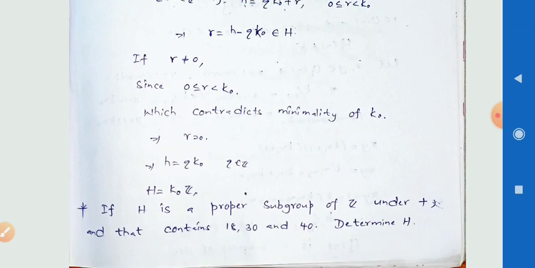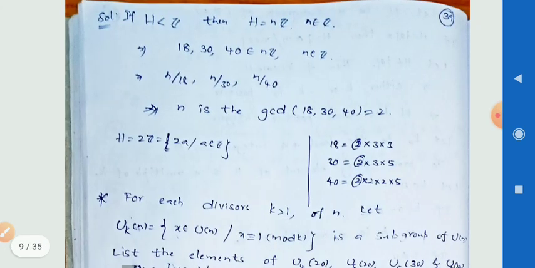Okay, now another problem. If H is a proper subgroup of Z under addition and that contains 18, 30 and 40, determine H. Here H is the subgroup of Z under addition, and the elements are 18, 30 and 40. Determine H. Here we have to find the subgroup H. For this I am taking H as a subset of Z.